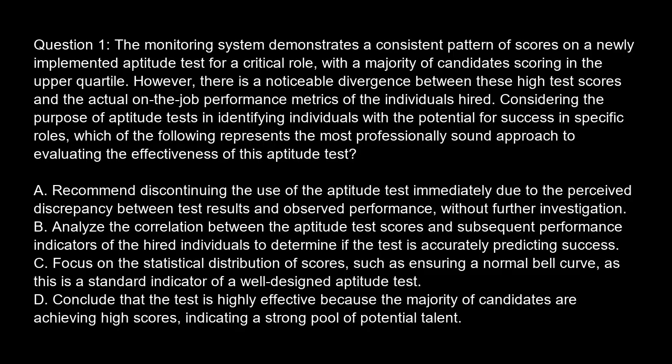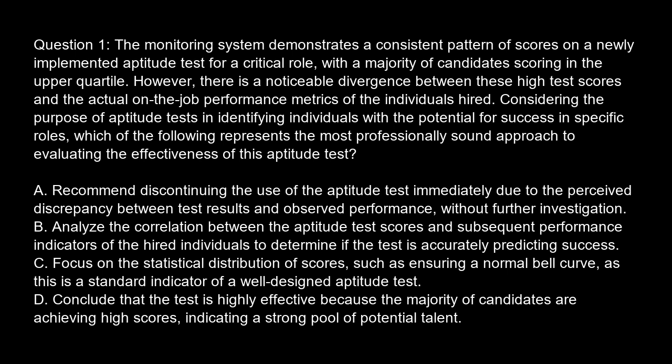Question 1. The monitoring system demonstrates a consistent pattern of scores on a newly implemented aptitude test for a critical role, with a majority of candidates scoring in the upper quartile. However, there is a noticeable divergence between these high test scores and the actual on-the-job performance metrics of the individuals hired. Considering the purpose of aptitude tests in identifying individuals with the potential for success in specific roles, which of the following represents the most professionally sound approach to evaluating the effectiveness of this aptitude test?